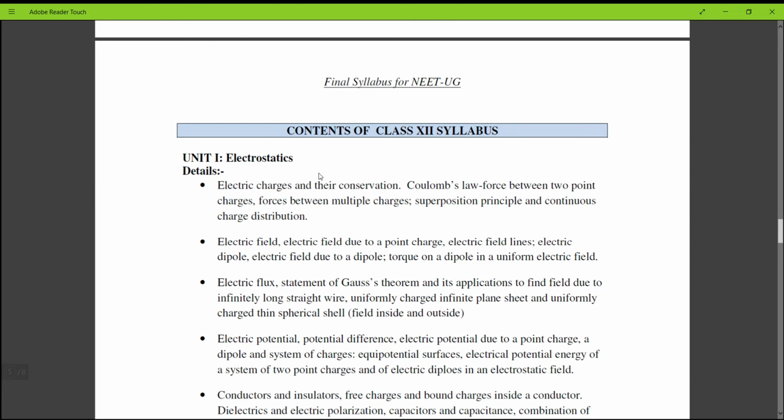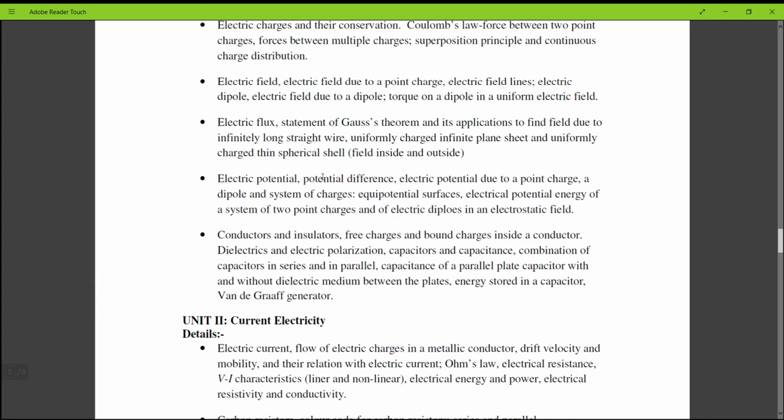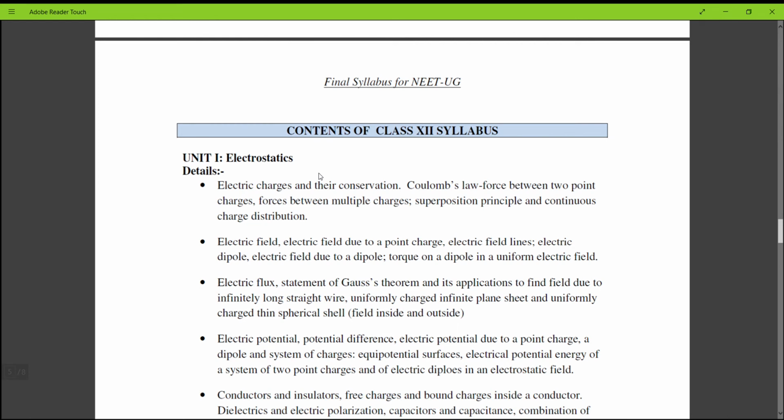Starting from the chapter unit 1, that is electrostatics. Electric charges and their conservation. Coulomb's law, force between two point charges, forces between multiple charges, superposition principle, and continuous charge distribution. Next topic, electric field. Electric field due to a point charge, electric field lines, electric dipole, electric field due to a dipole, torque on a dipole in uniform electric field.